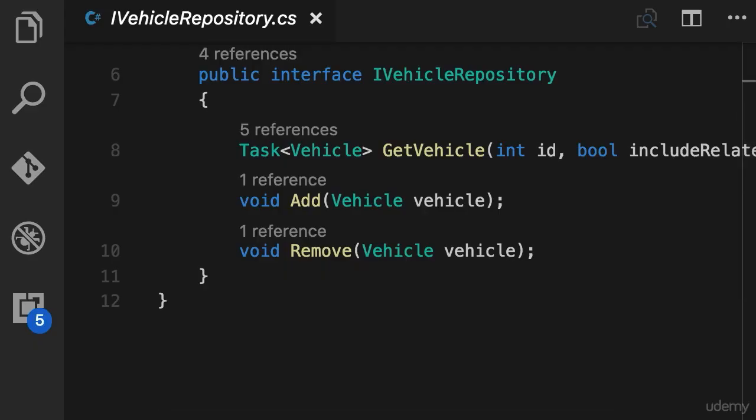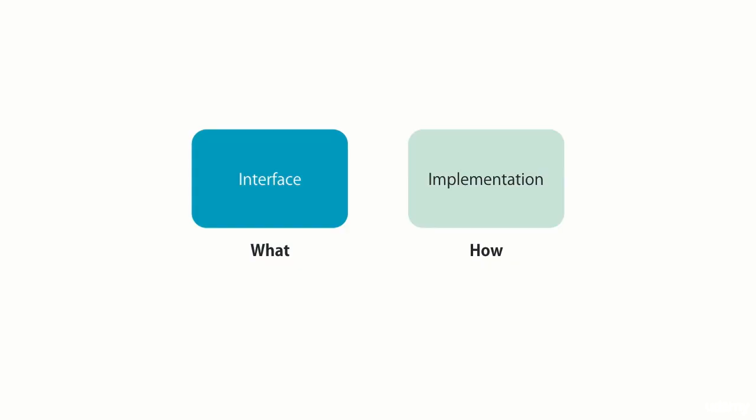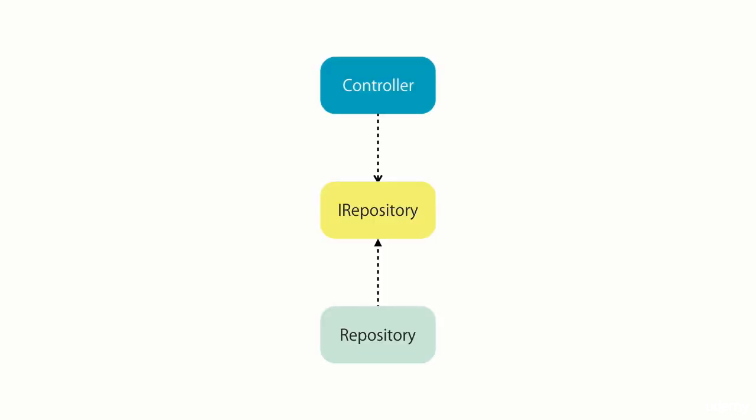Now, what is interesting here is that an interface represents a concept. Here we have the concept of getting a vehicle, adding a vehicle, and removing a vehicle. It's very unlikely that these concepts will change. We always need a way to get a vehicle, add a vehicle, and delete a vehicle. But how we do that can change. So an interface represents the what, whereas its implementation represents the how. So this is dependency inversion principle.